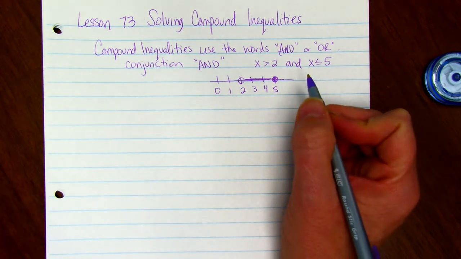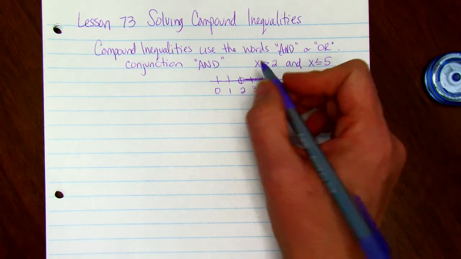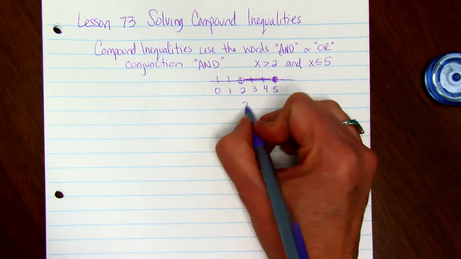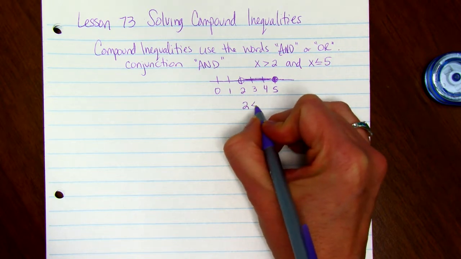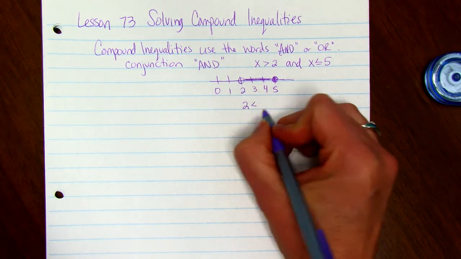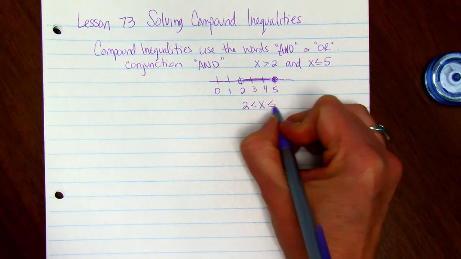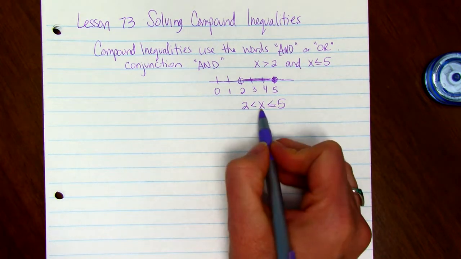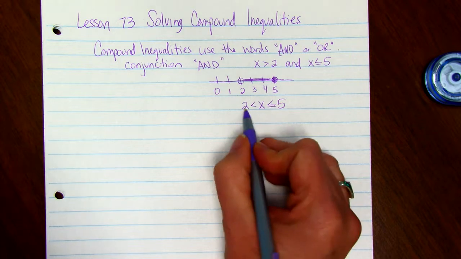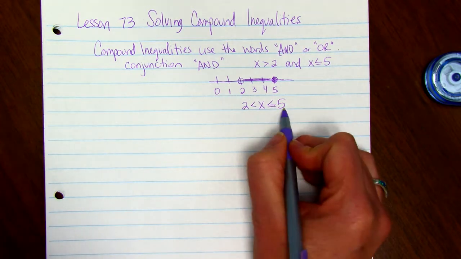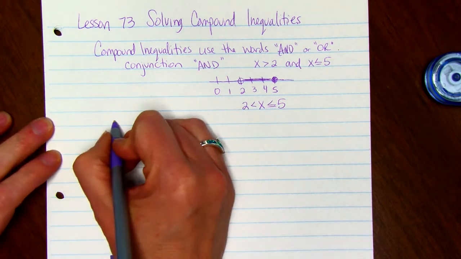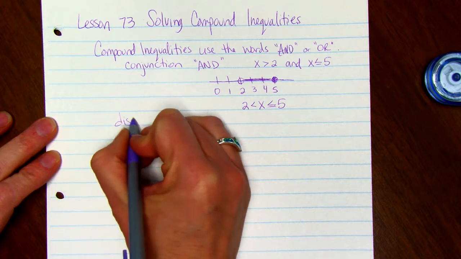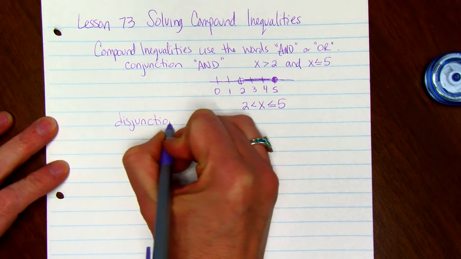So if we wanted to write this as one inequality, you would put the smallest number first. You would put your symbol in there that's not an equal to because it's an open circle. x is less than or equal to 5. So this is a conjunction, and it always looks like this: smallest number, biggest number, and less than symbols in between. A disjunction is the one that uses the word or.